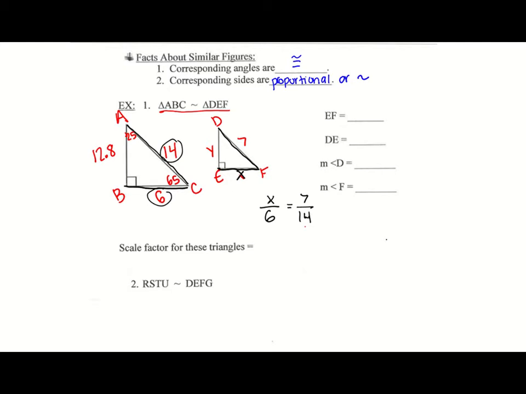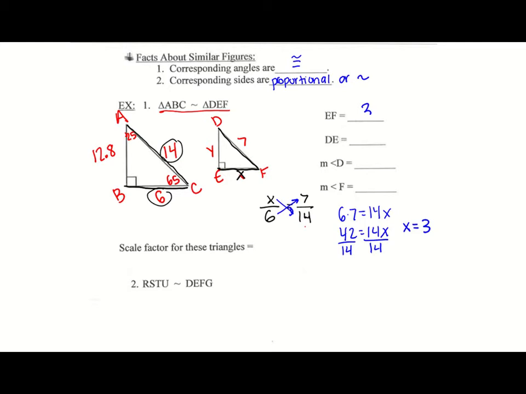Now that I have that set up, I can cross multiply. 6 times 7 equals 14x. 6 times 7 gives me 42. When I divide by 14, I get x is equal to 3. So that means EF is 3.